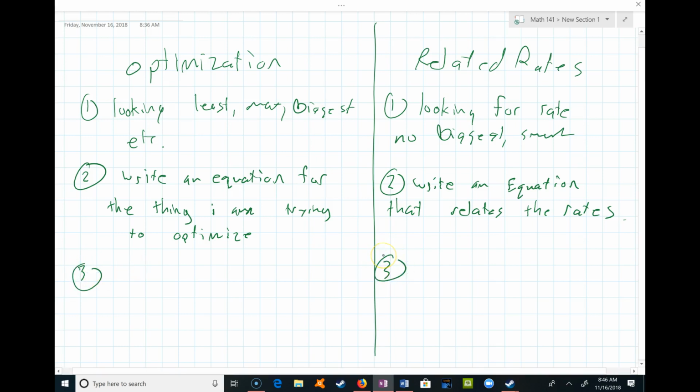Notice all these steps are very similar, right? First step, you look for something specific in the problem. Second step, you write an equation, the right equation. Third step, sometimes we have to fix the equation.